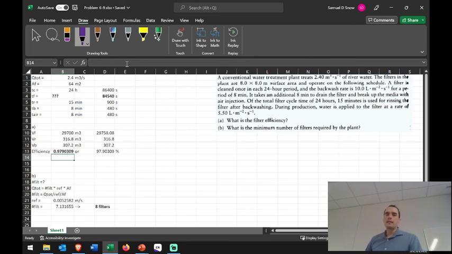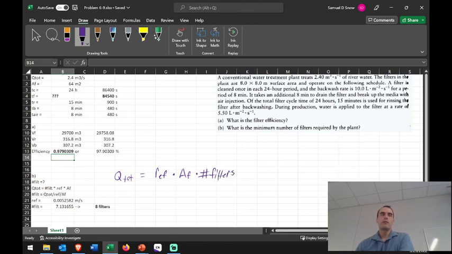So that's part A. Then part B asks what is the minimum number of filters required by the plant. Here's where we would use some sort of a Q total and say, just based on common sense, we know that that's going to be equal to the effective loading rate times the area we have to filter. But if we write it as the area we have to filter, that might be a little misleading. So I'll leave that AF as one filter multiplied by the number of filters.